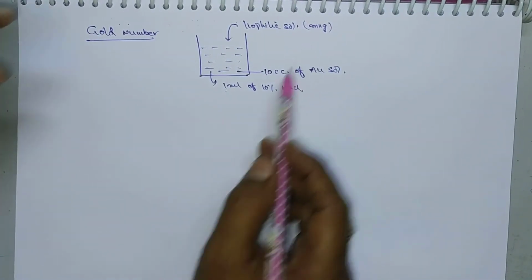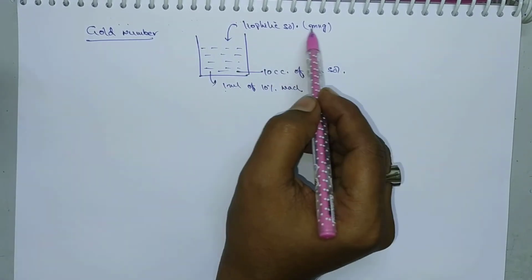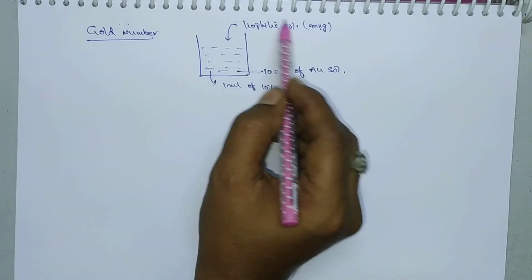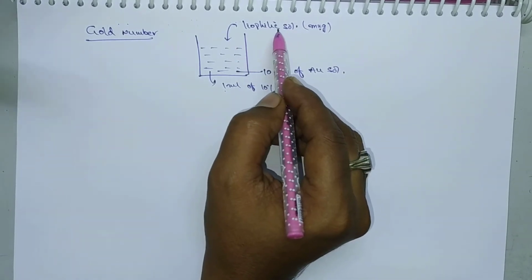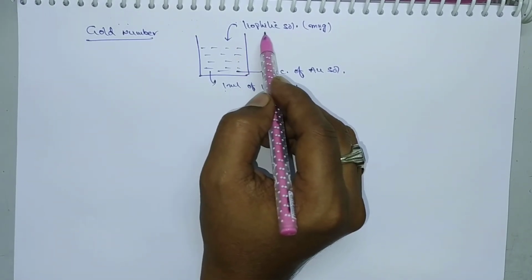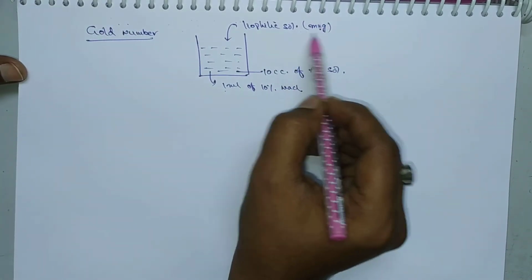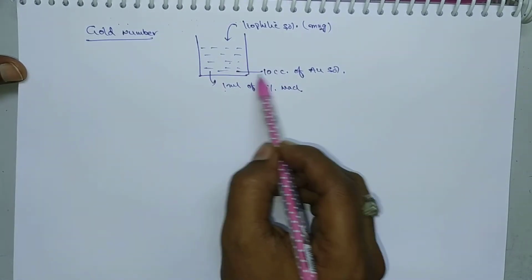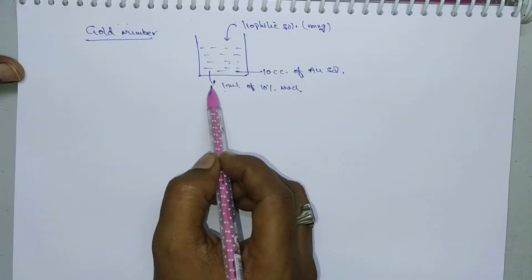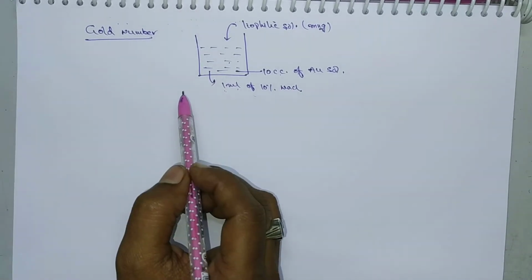Now let us define the gold number. Gold number means the weight in milligrams of a protective colloid, or simply a lyophilic colloid. Mostly lyophilic colloids act as protective colloids. So the weight in milligrams of a protective colloid which prevents the coagulation of 10 cc of gold solution when 1 ml of 10% sodium chloride electrolyte is present in it.